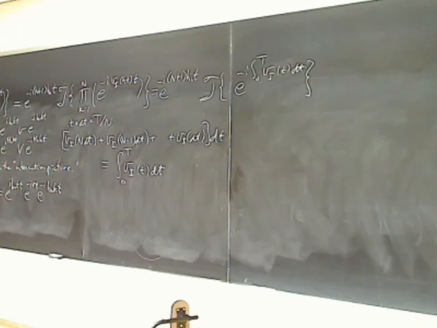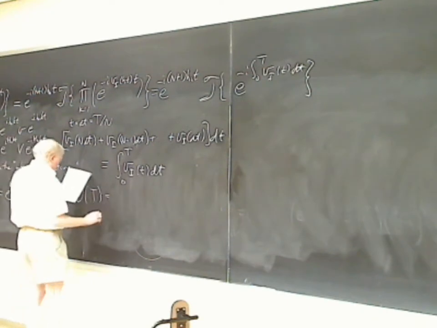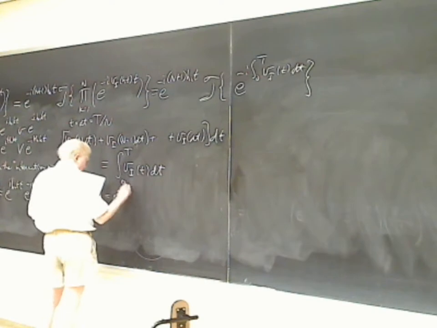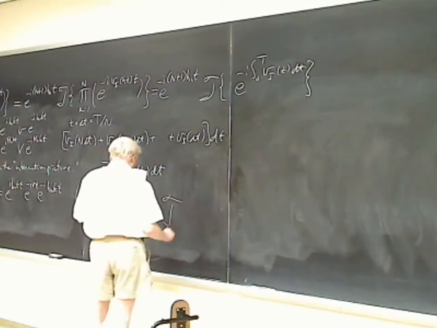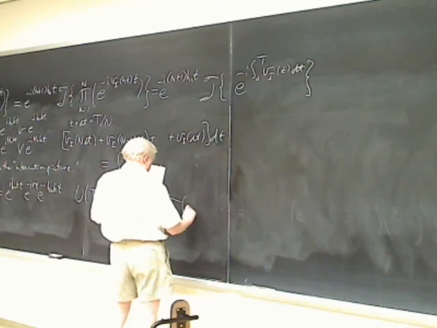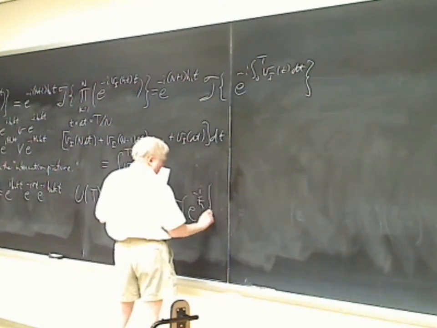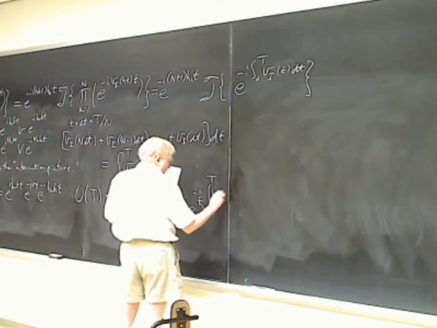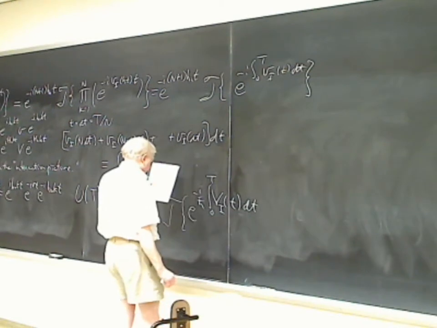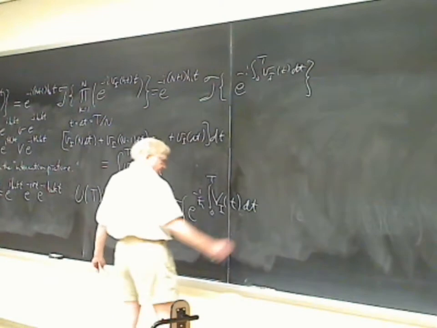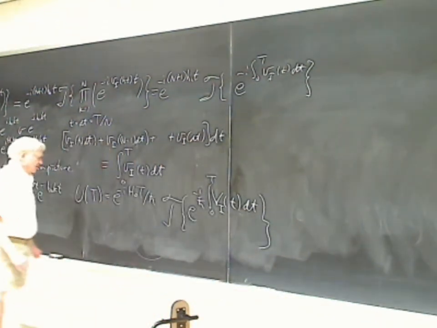And now we might as well put the h bars back in. And then we get the following expression. U of t is e to the minus i H0 t over h bar, times the time-ordered product of e to the minus i over h bar integral from 0 to t of V_I of t dt. Okay, so that's our expression for this thing.